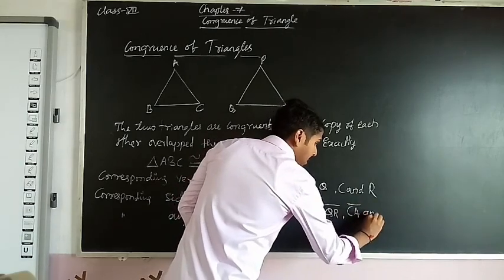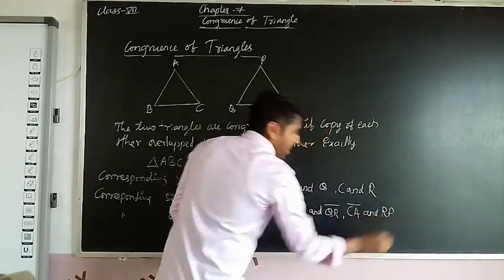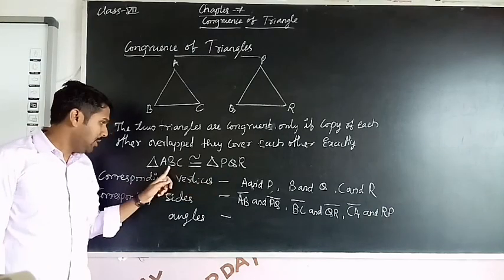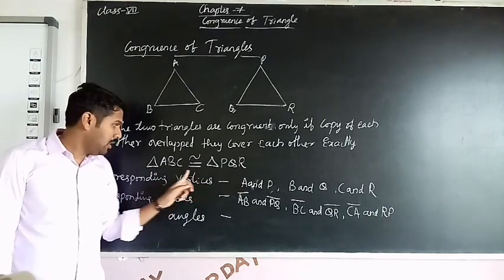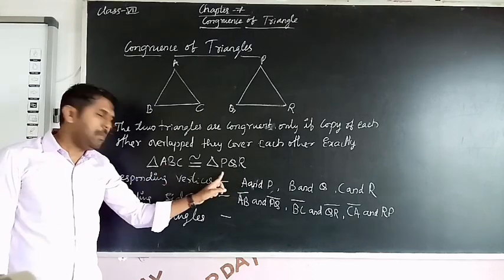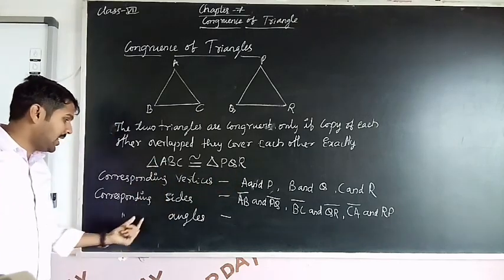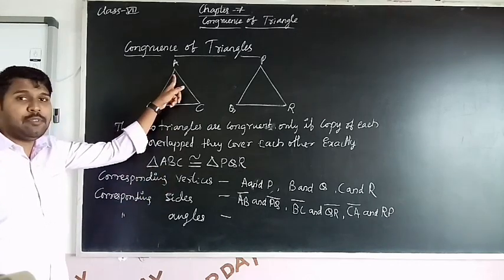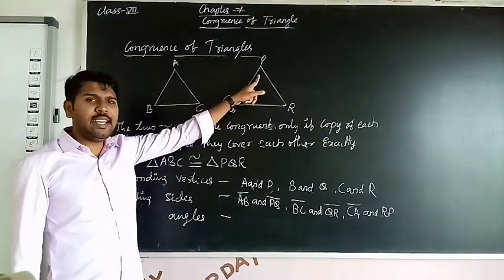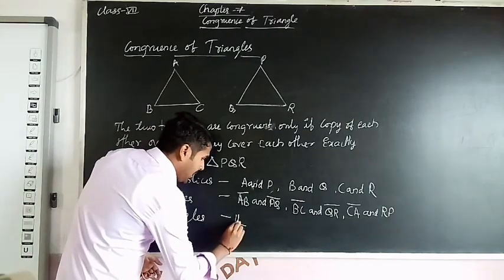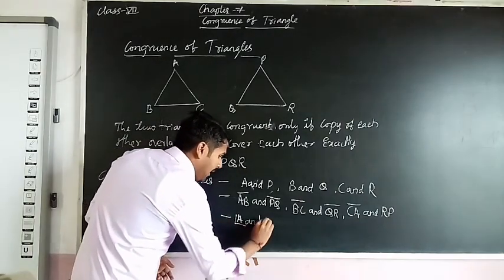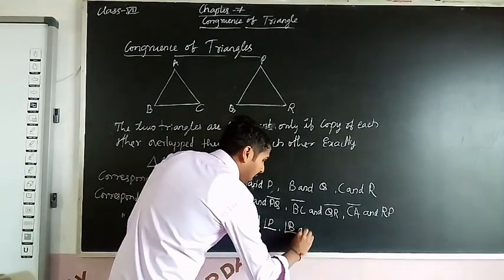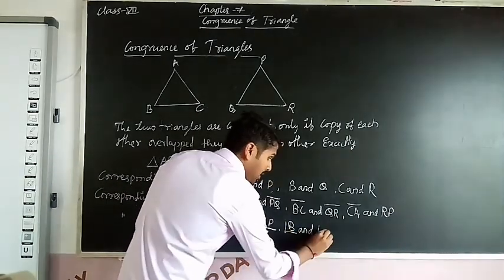CA and RP. Here the sides are only AB, PQ, BC, QR, CA, RP, like that. Next, corresponding angles. For angle A, the corresponding angle is obviously P. So angle A and angle P. Next, angle B and angle Q.